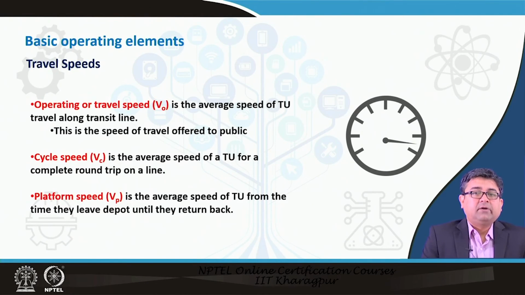And lastly, platform speed is the average speed of the TU from the time they leave the depot until they return back. So, remember there was a platform travel time as well. Similarly, this is a platform speed, where the speeds with which they travel from the depot to the transit line and back are calculated. So, it is not only the operating travel speed, but also the speed at which they operate when they are going back and forth from the depot as well.